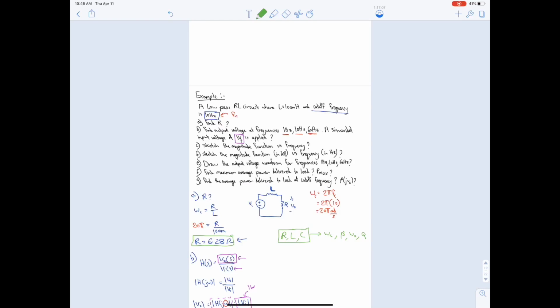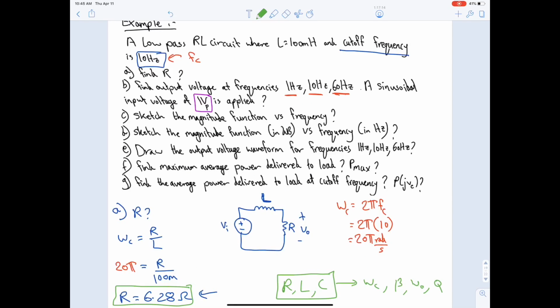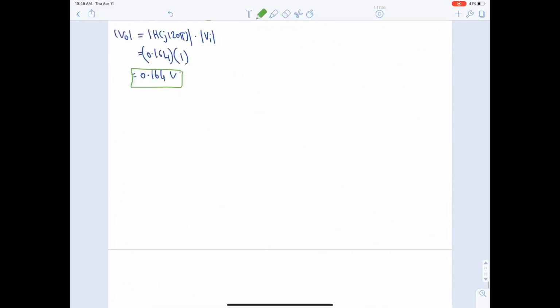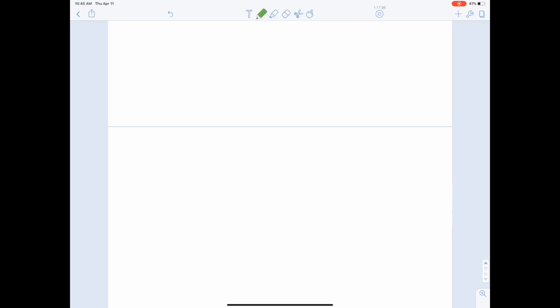Part C says sketch the magnitude function versus the frequency. Now, what is meant here by frequency? Frequency here is meant by omega. It's not f, because whenever they want you to sketch with respect to f, they will specify the unit in hertz. So here they need the magnitude versus the angular frequency. Let's plot it.